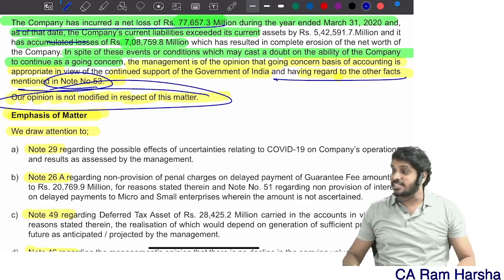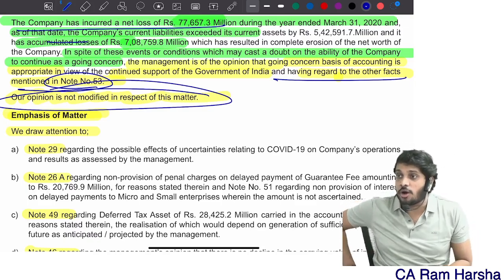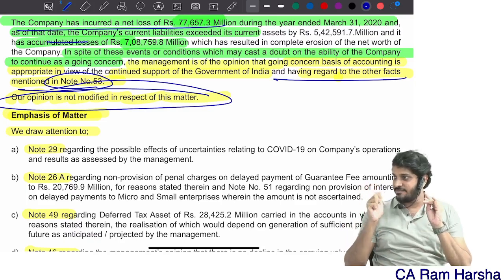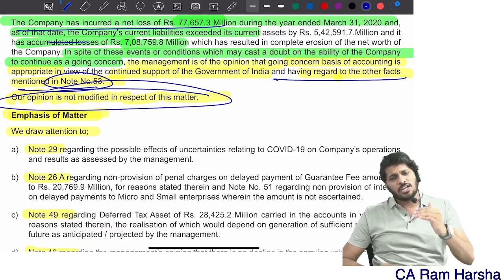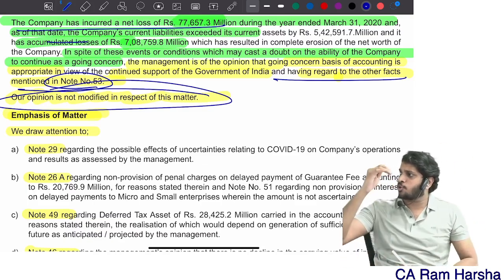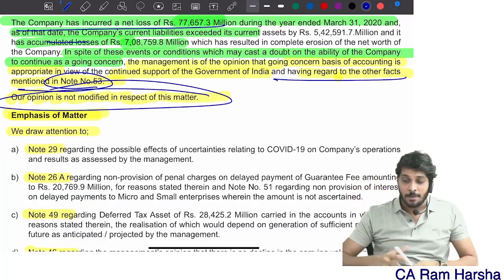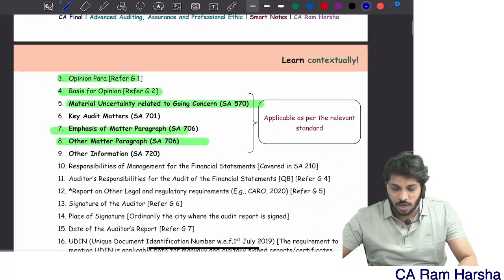If you look at the entire 570, the standard will have these components. So first of all, what is the significance of going concern, which is an accounting related content. Then they will talk about what preliminary assessment management has to perform. Management has to perform a preliminary assessment. For example, what do they need to perform?